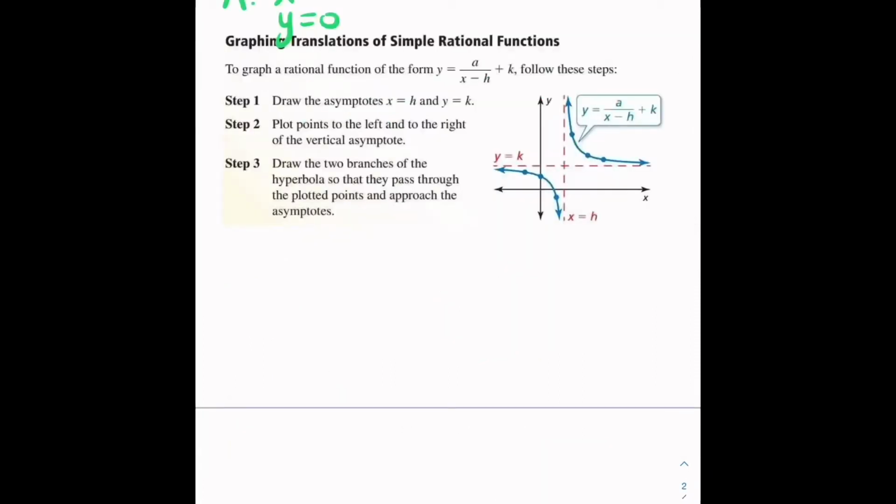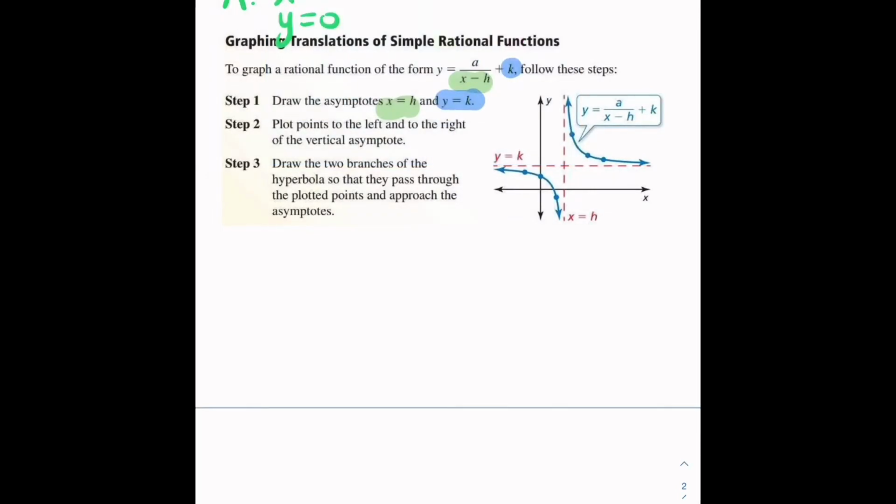Graphing translations of simple rational functions. To graph a rational function of the form y equals a over x minus h plus k, follow these steps. Draw asymptotes at x equals h. So we're going to look at the denominator because that's where h is located. And y equals k. So we're going to look at the constant in the back.